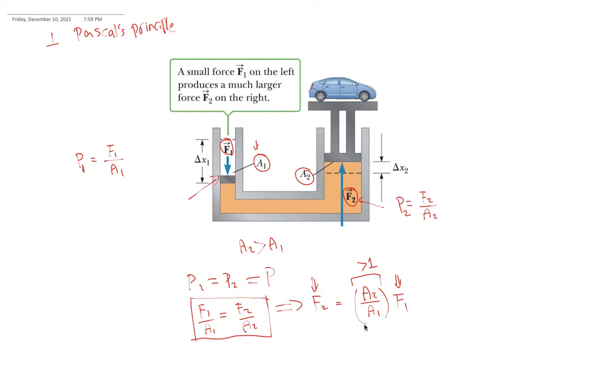Okay, so this is how a hydraulic system works. For example, if you want to lift a car, you need a large force. But if you have such a system where you apply a very small force F1, and the area A2 is much larger than area A1, then the force you apply will get multiplied, and you can lift this car with a much smaller force.